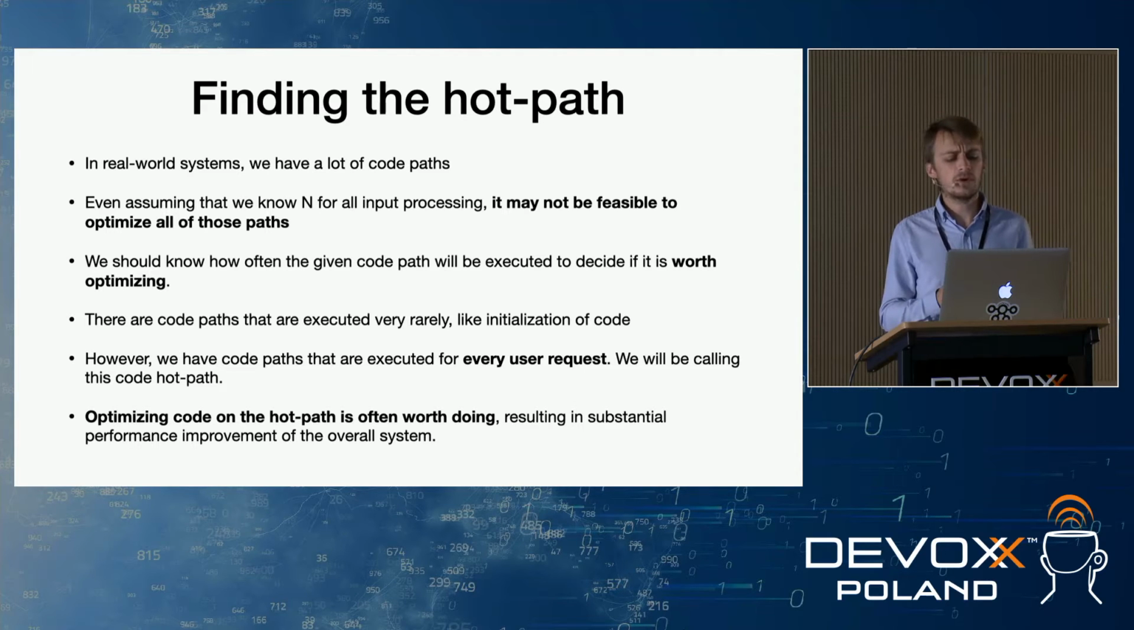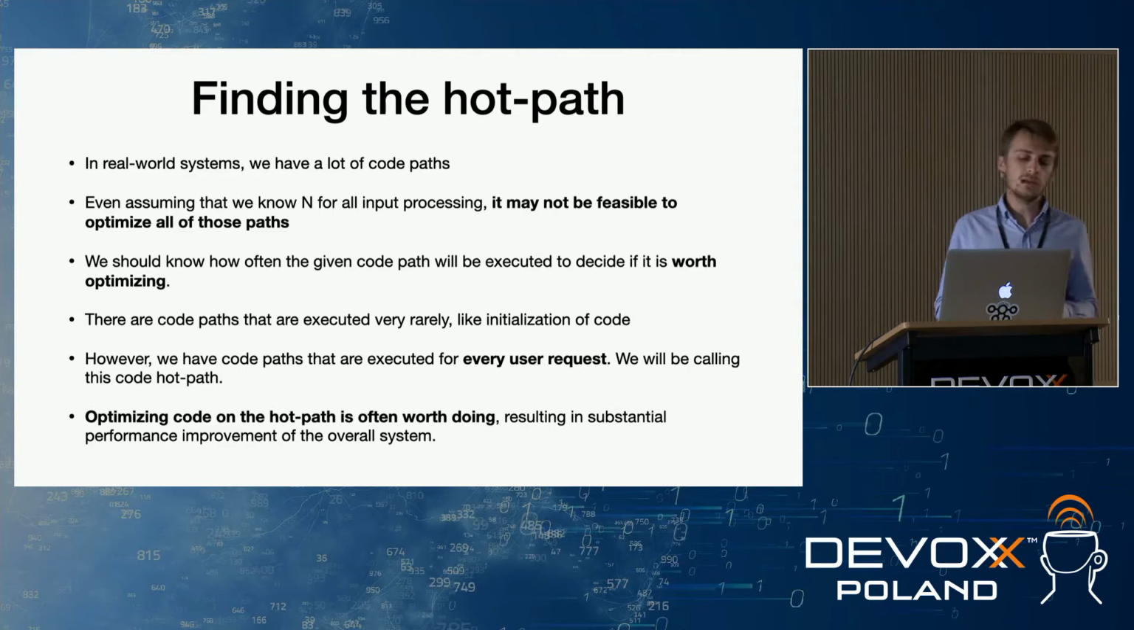However, we have code paths that are executed for every user request. We'll be calling this code the hot path. Optimizing code on this path is often worth doing, and results in substantial performance improvement of the overall system. In the next part of this presentation, we will learn to reason about this hot path in our code.